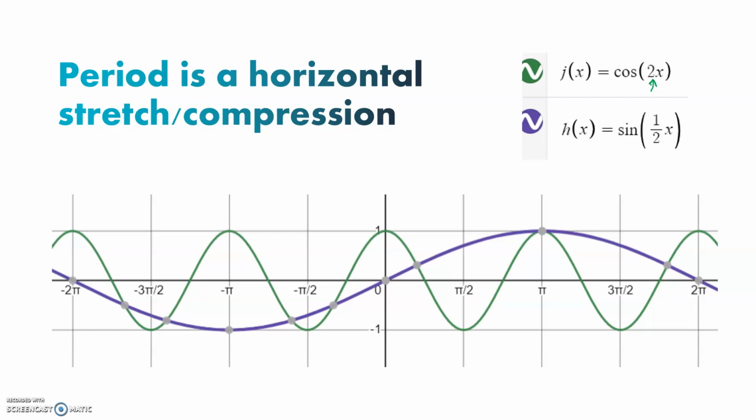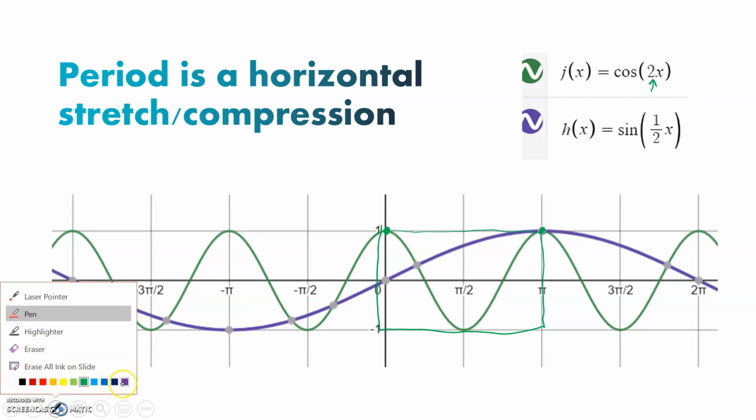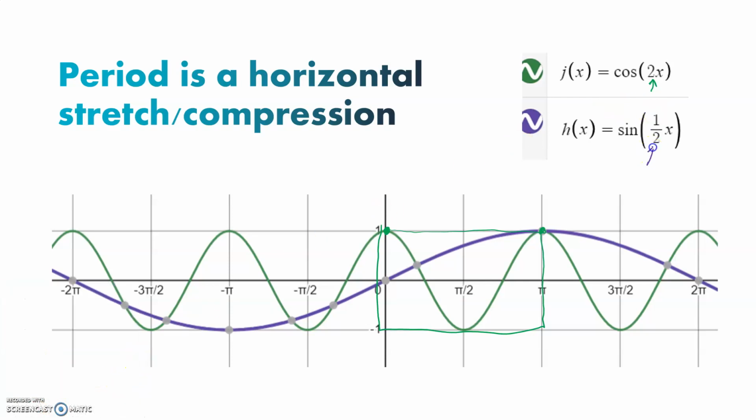So now our period is going to be shorter. We multiplied by 2. Instead of having a period of 2 pi, we start here at 0. Our y-intercept is 1. The next time we reach 1 is at pi. So our period got cut in half. We had a multiplier of 2, our period got cut in half. That's a horizontal compression. The other one, if we multiply by 1/2, that multiplier of 1/2, that's a horizontal stretch.